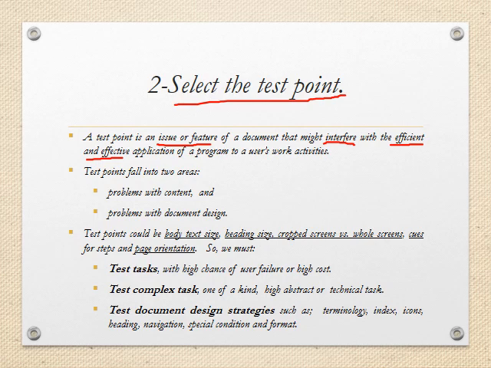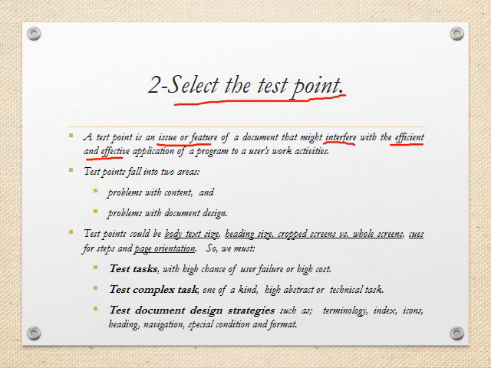بشكل عام أي feature أو أي issue موجودة بالدوكيومنت تبعتنا ممكن تأثر على effectiveness والefficiency للدوكيومنت تبعتنا، بحيث إنه ينعكس هذا على اليوزابيلتي للدوكيومنت. We can call it a test point or test issue.